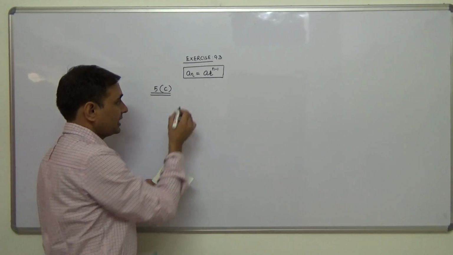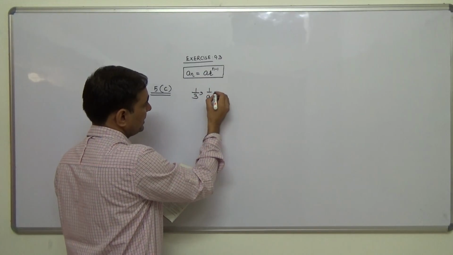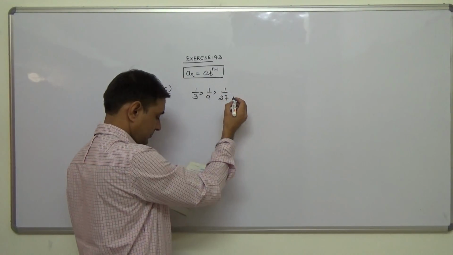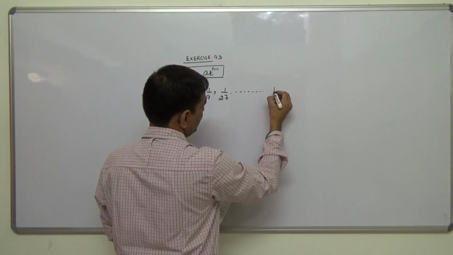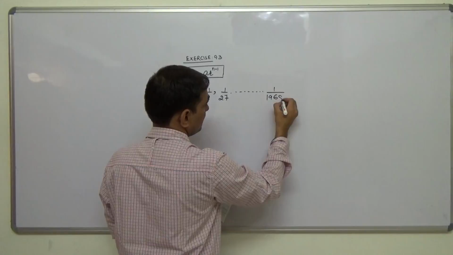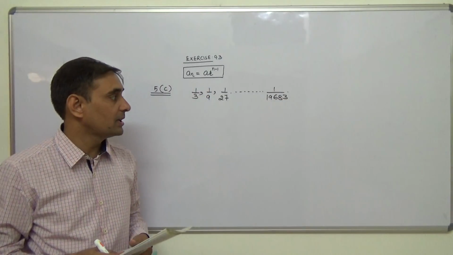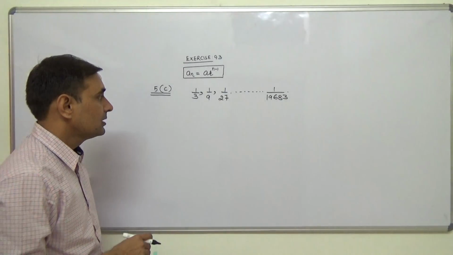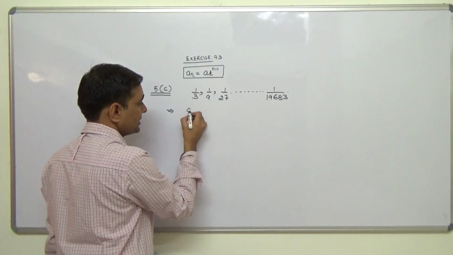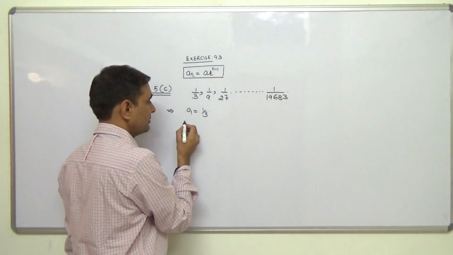In part C, we have a sequence 1 by 3, 1 by 9, 1 by 27, and one term of this sequence is 1/19683. हमें बताना है कि इस सीक्वेंस की कौन सी टर्म 1/19683 होगी, right? So in a similar pattern to the previous question, we have a1, the first term, which is 1/3, and the common ratio of the sequence R.